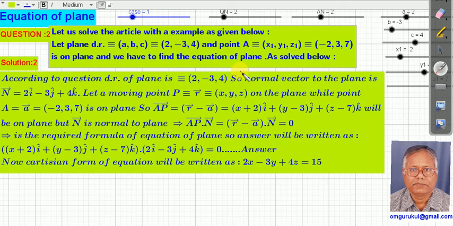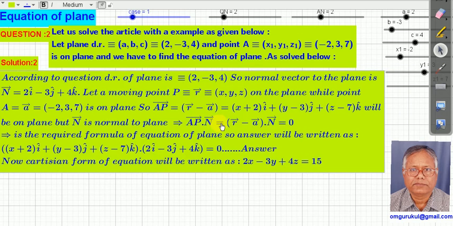So how it can be done, as I have mentioned here, according to the question, direction ratio of the plane is 2, minus 3, 4. I mean ABC. So normal vector to the plane, that is vector n, let us take. n will be 2i minus 3j plus 4k.